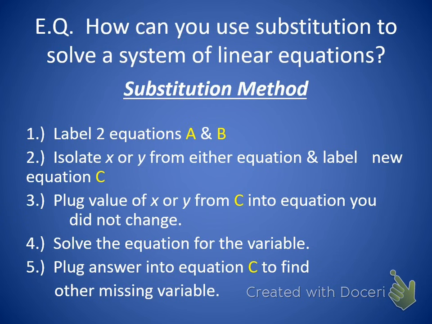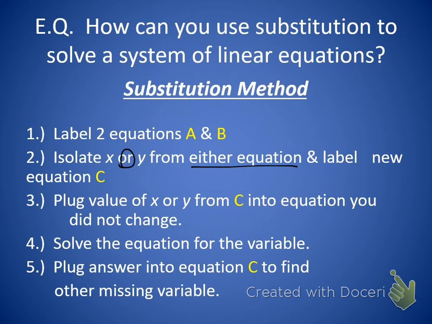Second, you're going to isolate X or Y from either equation and label the new equation C. So you're going to isolate X or Y, not X and Y. You're going to isolate X or Y from either equation. It's really going to be your choice of which variable you're going to isolate and from which equation. But once you've got that variable isolated, you're going to label that new equation that you've written as equation C.